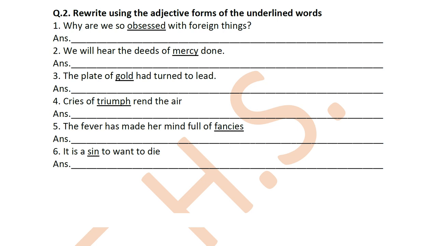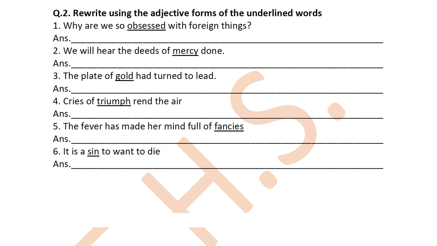Then now we go to the next one. We will hear the deeds of mercy done. Now here also look at the word mercy. What will be the adjective form of mercy? Merciful. So then think, how are you going to write the sentence using the word merciful without changing the meaning of the whole sentence? We will hear of the merciful deeds done. Clear? That's the way it should be. So you take only the word mercy, and it becomes merciful. Okay.